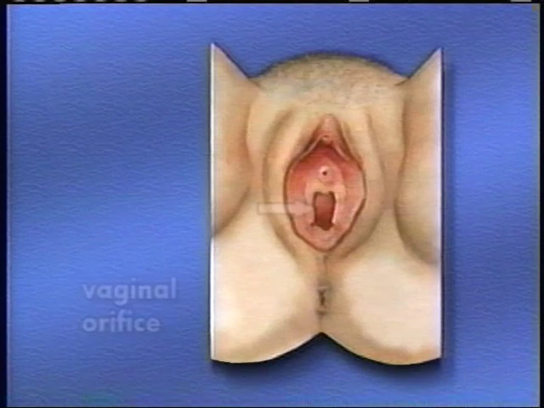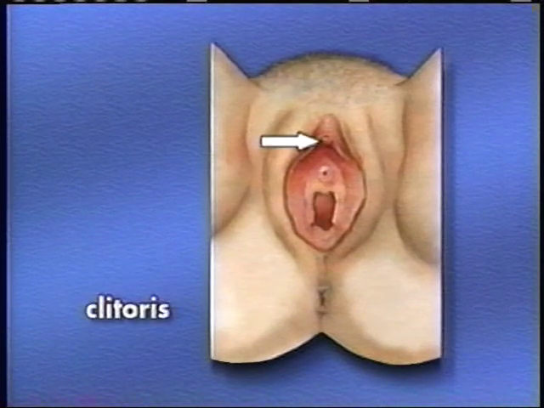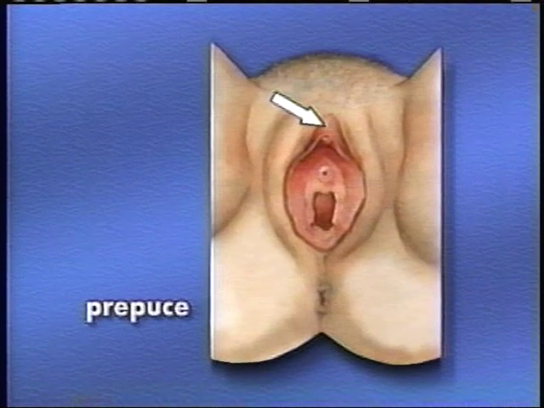The clitoris is the homolog of the male's penis. The skin of the labia minora forms a hood over the erectile tissue of the clitoris, the prepuce, which is homologous to the foreskin that covers the distal end.